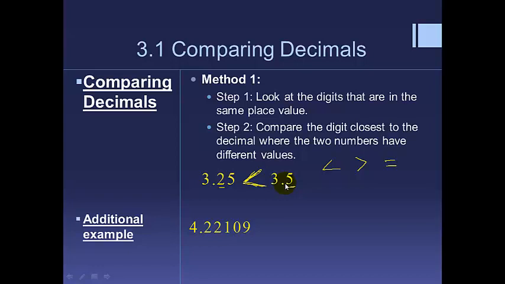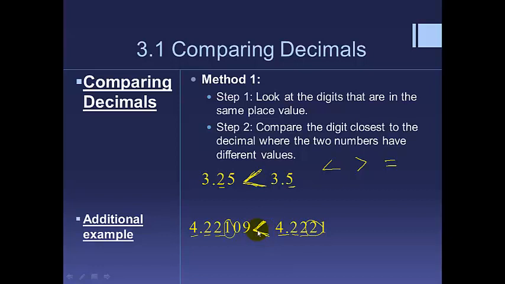So let's look at this example. This would be compared with this one right here. So what I want to do is look at, again, a 4 and a 4, a 2 and a 2, a 2 and a 2. Oh, I have a 1 and I have a 2. So which one would be less than? Now I'm comparing the digit closest to the decimal where the two numbers have different values. I have a 1 over here and a 2 over here. Yep, that's right, this one is going to be greater. So the alligator is going to open up that way.